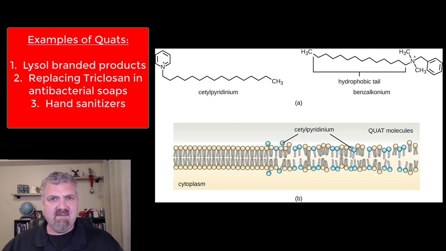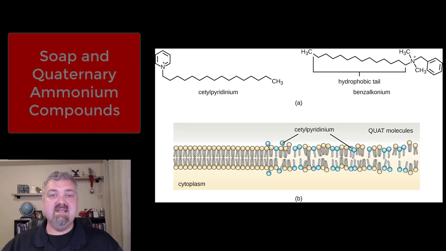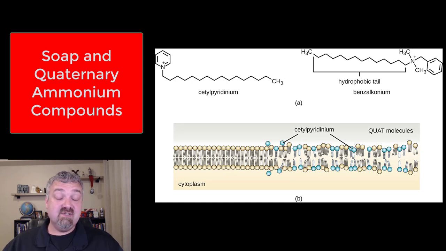Like I mentioned before, these quaternary ammonium compounds are often the most common ingredient in cleaning products used in the healthcare setting. So you are most likely working with some form of a Quat. All right, so that is soap as a surfactant and a degerming agent, and then the quaternary ammonium compounds, or the Quats. Both get rid of microbes, but soap just physically removes them. The Quats can actually be disinfectants and antiseptics.